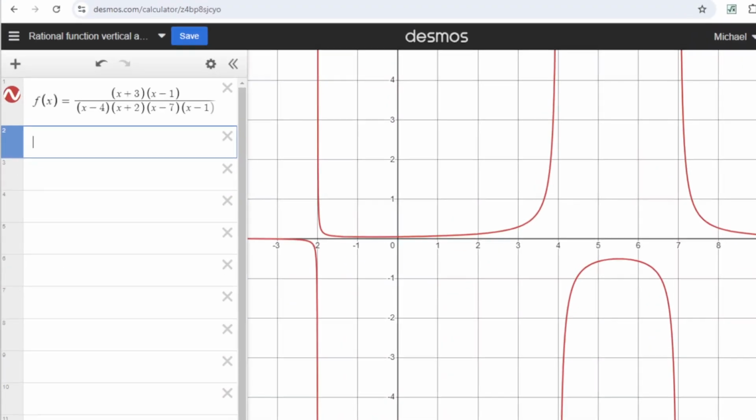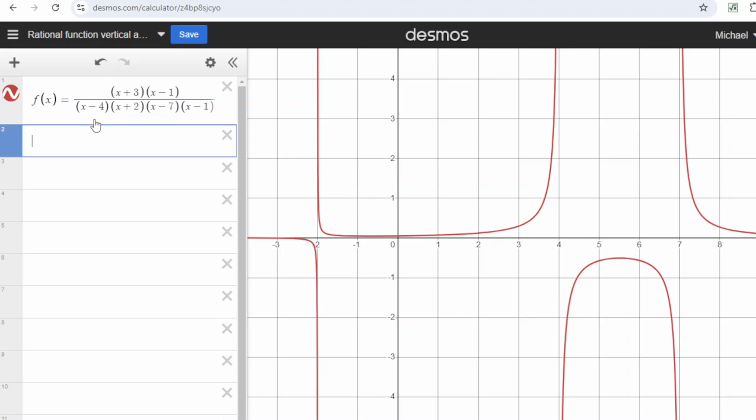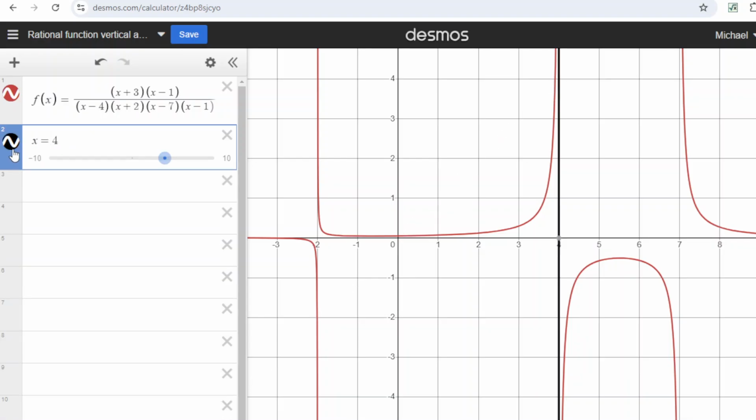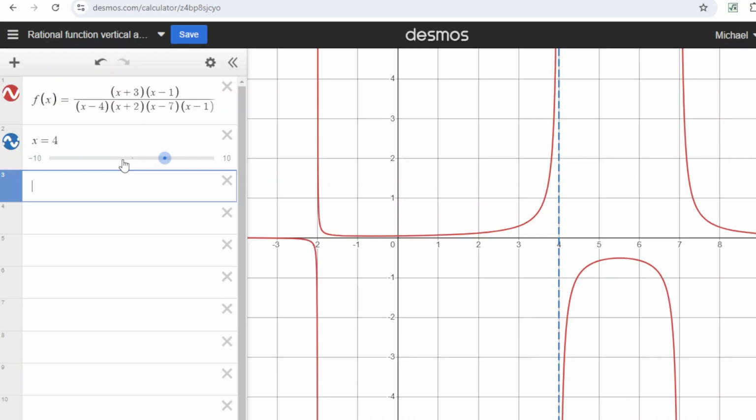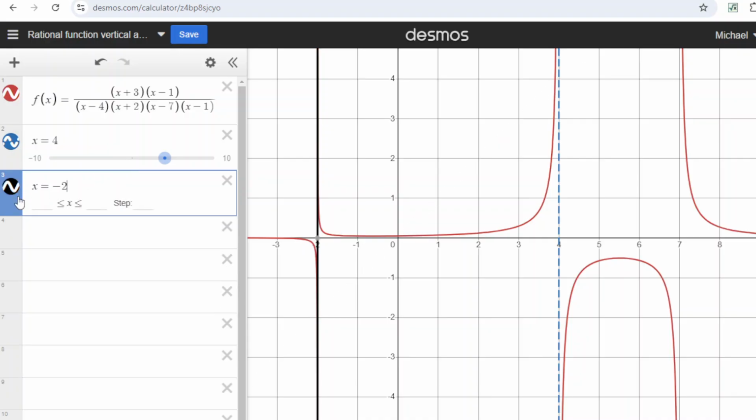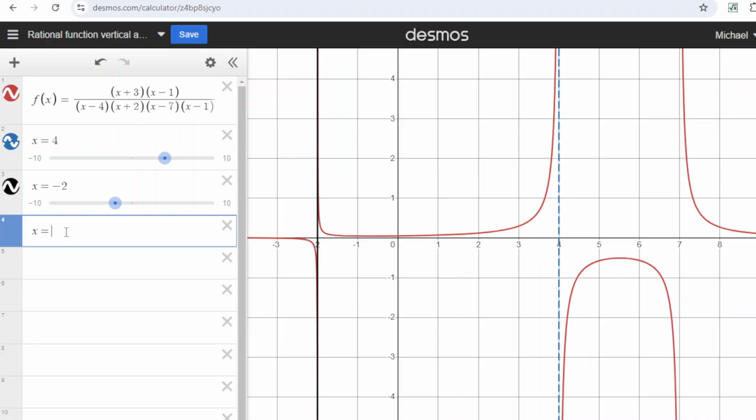Now let's actually look at the graph of this in Desmos. So I've graphed it here. Here's our function f of x. Notice that we have a vertical asymptote at x equals 4. I can even type it in here. x equals 4. Notice that gives us a vertical asymptote. Okay, we also have one at minus 2. x equals minus 2. And we have another one at x equals 7.